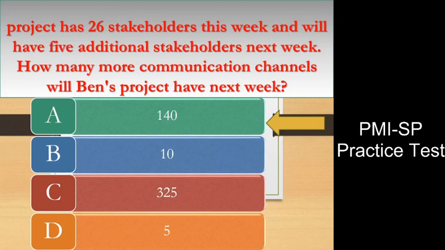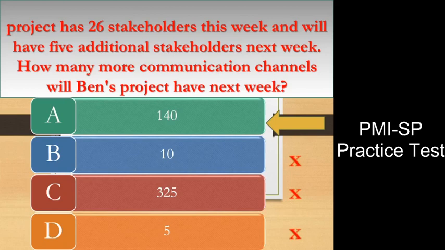To solve the question, you will need to find the current stakeholder communication channels first, which is 26 x 25 / 2 equals 325, and then find the difference of the number of channels for the 5 additional stakeholders. You can use the formula of n(n-1)/2, where n is the number of stakeholders. It would read: total number of communication channels that Ben will have next week equals 31 x 30 / 2 minus 26 x 25 / 2 equals 140.